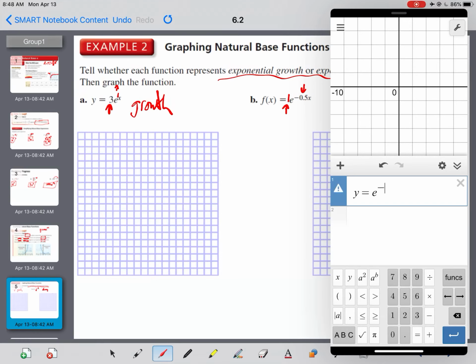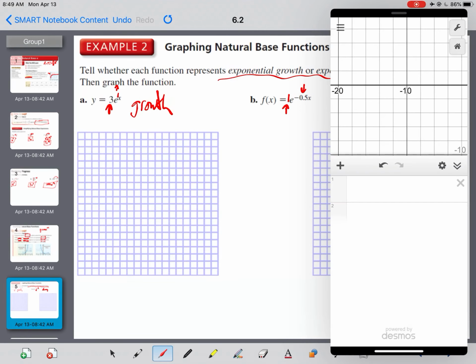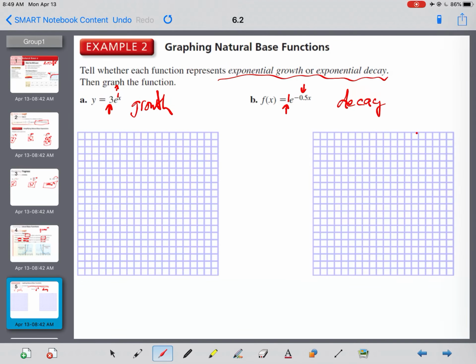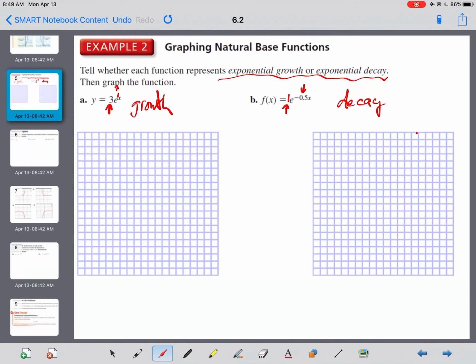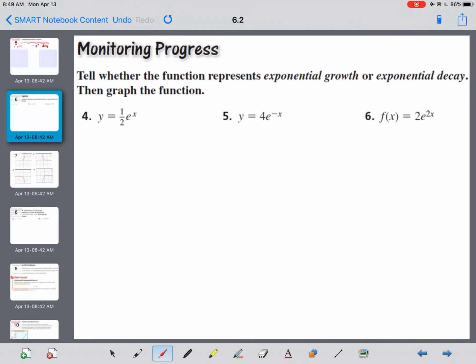Y equals e to the negative 0.5x. And it decays. Starts up high, goes down low, off to the right.